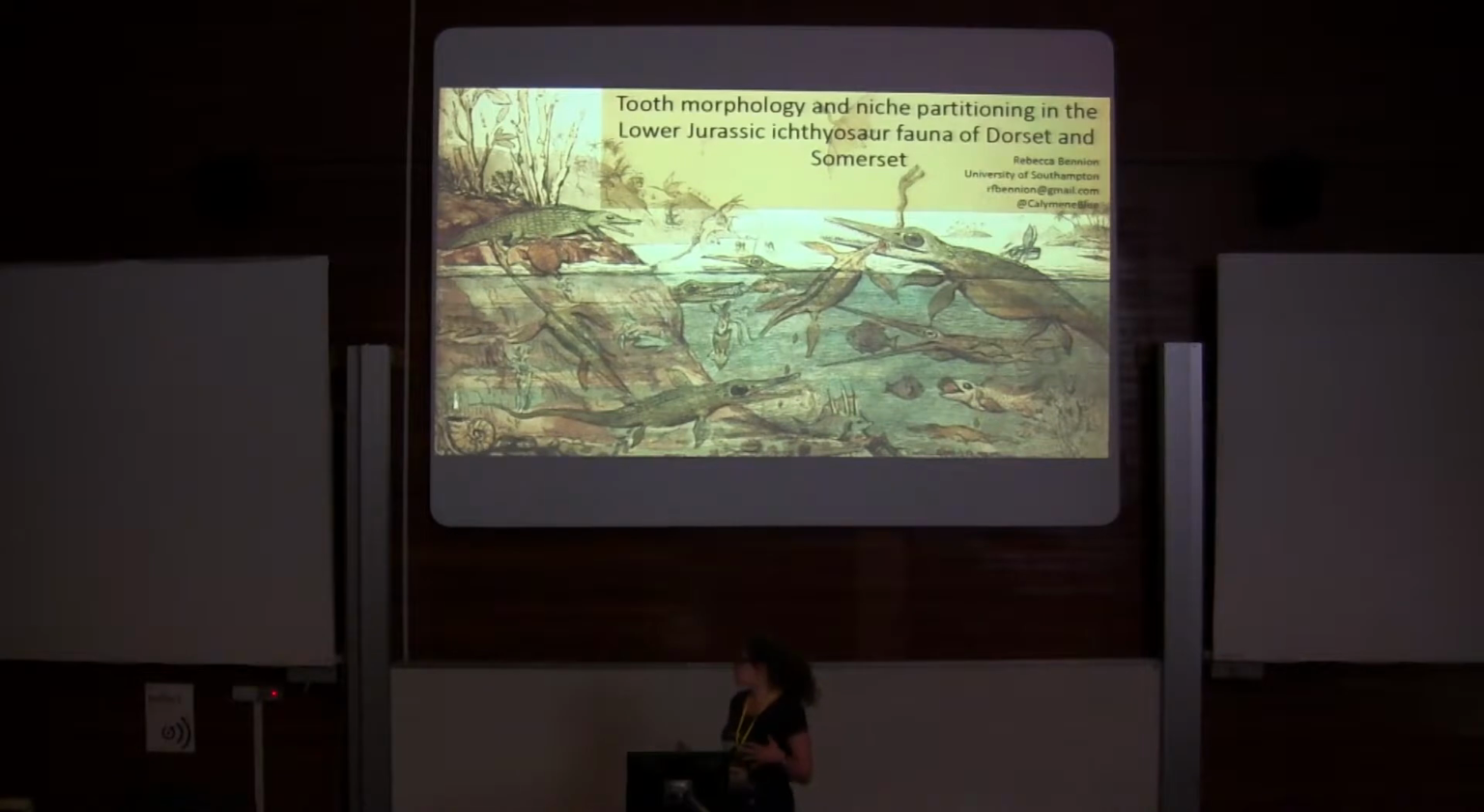In order for so many to coexist, they need to occupy a different role in the ecosystem, and this is known as a niche. And niche partitioning can occur on various scales, for example, diet and tooth morphology, spatial separation, so maybe different areas of the water column, or scales like temporal variation that we can't see in the fossil record. So my research was aimed at looking at whether or not these niches were partitioned according to tooth morphology.